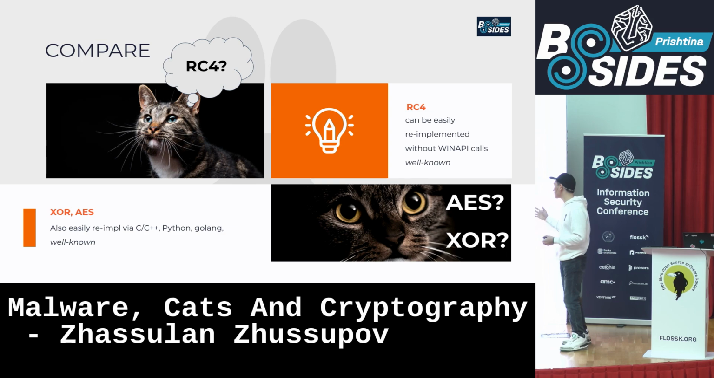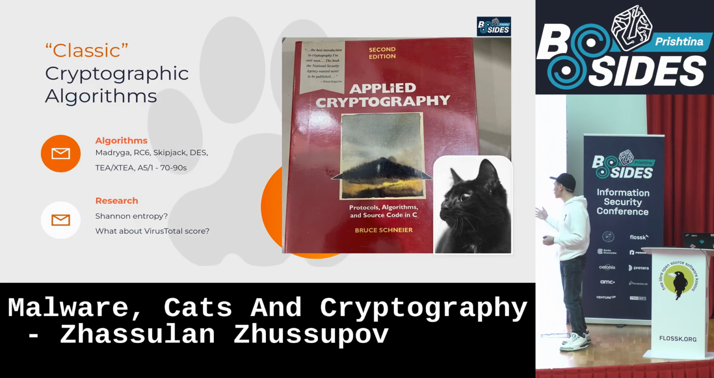But the problem is the same. These algorithms are well known, and more complex security solutions and more clever security analysts like reverse engineers easily detect these algorithms. So I just asked myself, okay, well-known algorithms are not good for encrypting your payload today, but what about classic algorithms which are not well known, not famous like RC4, not famous like XOR?